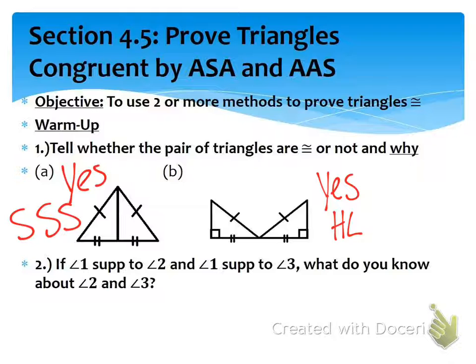Okay. Number 2, if angle 1 is supplementary to angle 2 and angle 1 is supplementary to angle 3, what do you know about angles 2 and 3? They're congruent. Does anybody remember the name of that theorem? Transitive? Substitution? Nope. Radii? We don't have a circle, so I don't know why we would talk about radii. It is a theorem. The supplementary angles congruence theorem, or the congruent supplements theorem.